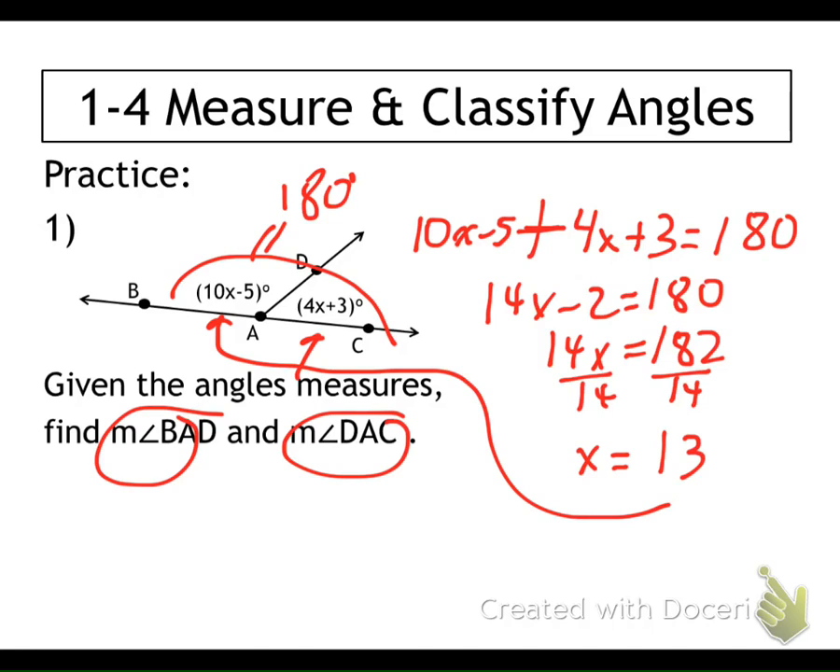So the measure of angle BAD is 10 times 13, 130 minus 5, is 125 degrees. Now if we know that this entire angle BAC is 180, we can just simply subtract.